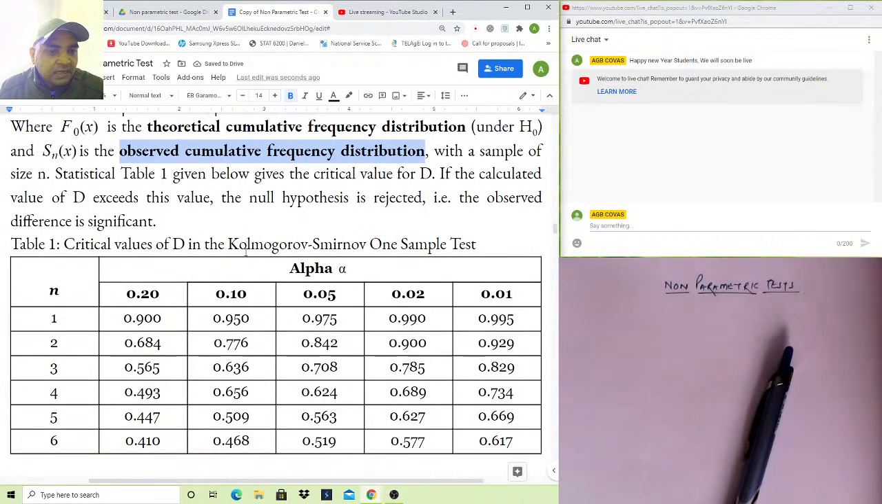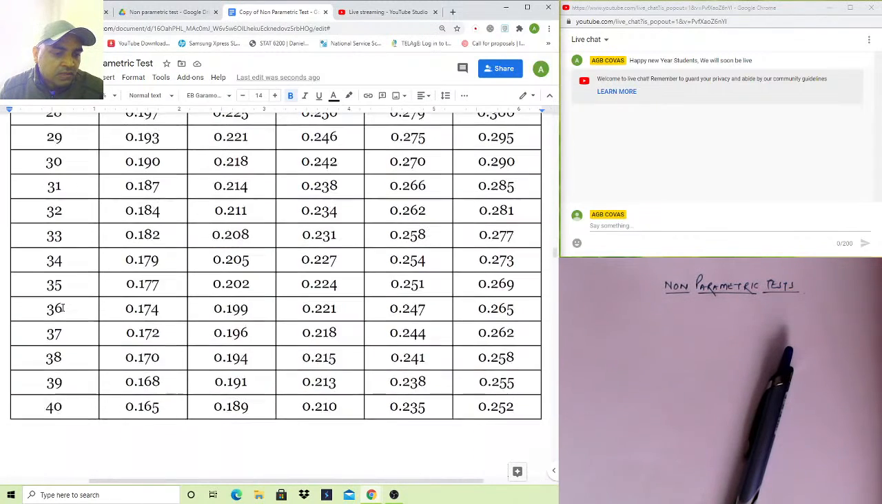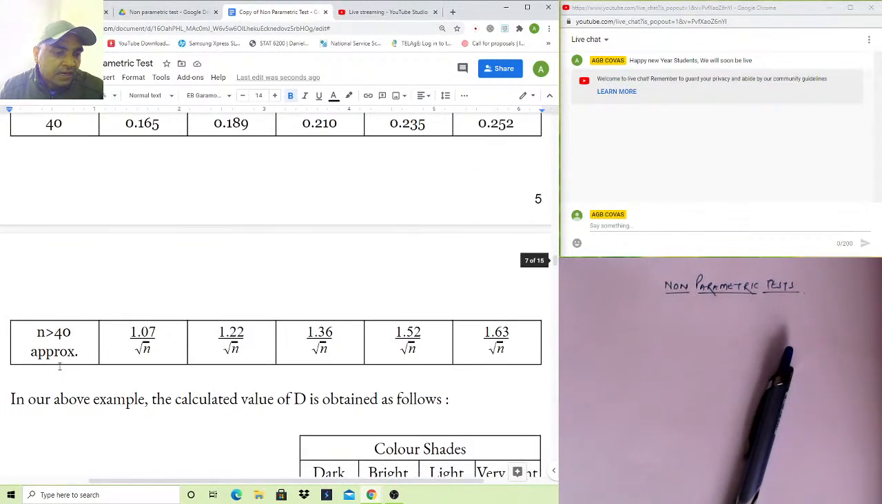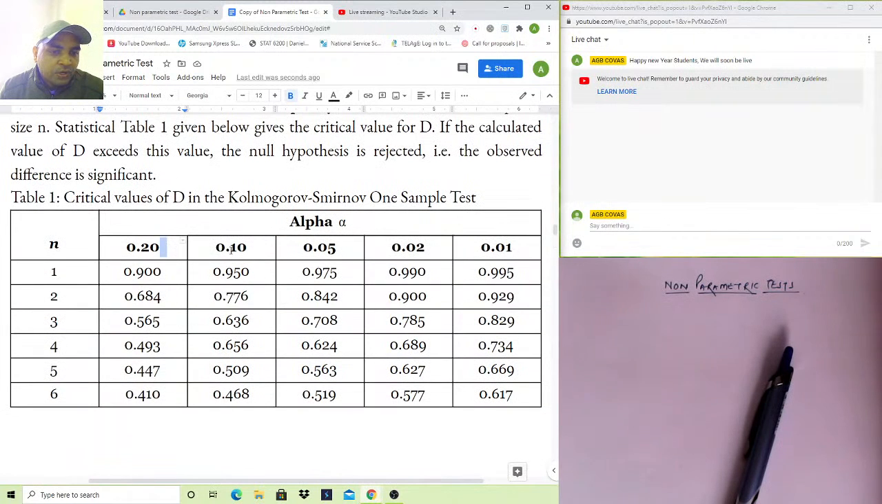The statistical table given below gives the critical value of D. I have given this table for the KS test. Say for example, you have N, that is the sample size. So this is the table. It goes up to 40, and if the sample size is greater than 40, then we apply the formula at different levels of significance. That is, it can be 0.2, 0.1, it can be 5%, 2%, or 1% level of significance. This gives you alpha.